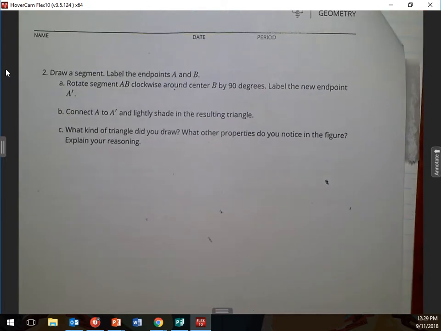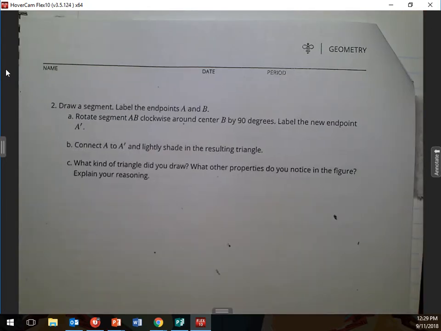All right, listen up, you people. We are still working on page 23 in our notebook.